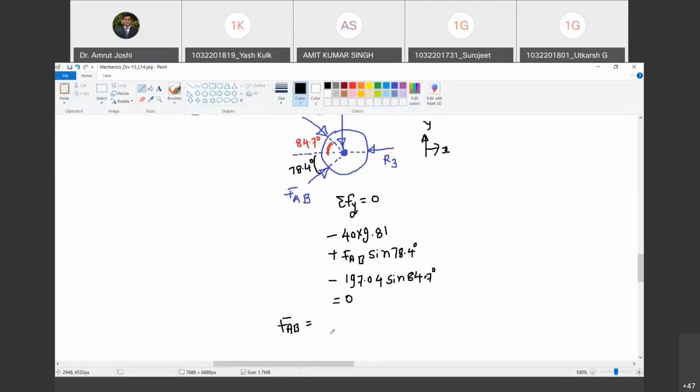So let us work out that. Minus 40 into 9.81 plus alpha times sine of 78.4 degree minus 197.04 sine of 84.7 degree, alpha equal to 0. Should solve.